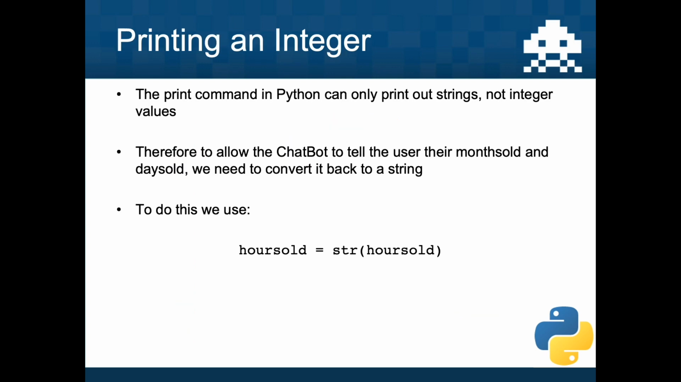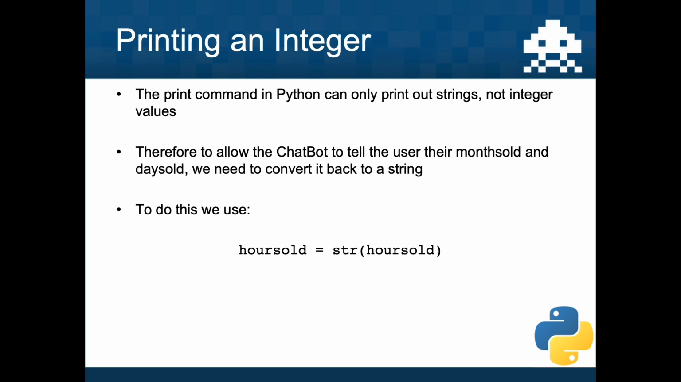So, the bit we're missing from our program is printing out the answer. To print out a variable in Python, we need to convert it back to a string. So Python won't print integers, but it will print strings. Now I can do that using the line of code at the bottom. Hours old equals str, or string, hours old. So I'm converting the variable hours old, which at the moment is an integer, into a string, and that will then let me print out the answer at the end. And I can do that using a normal print statement.